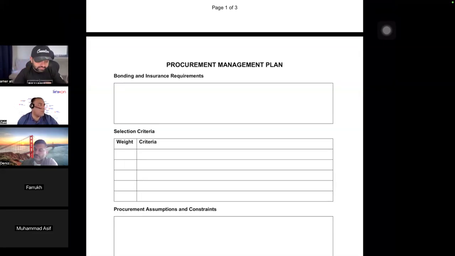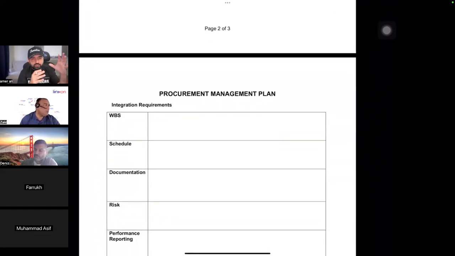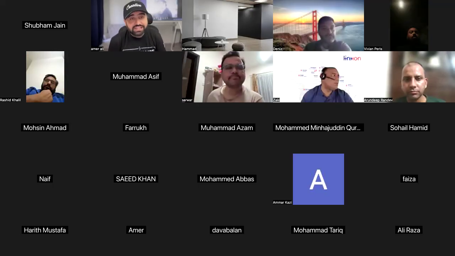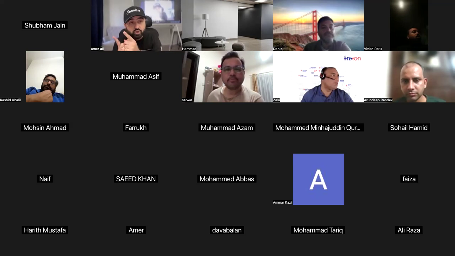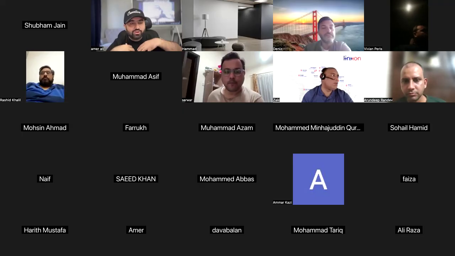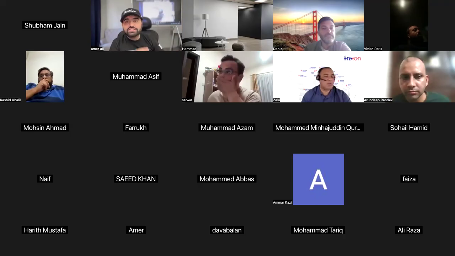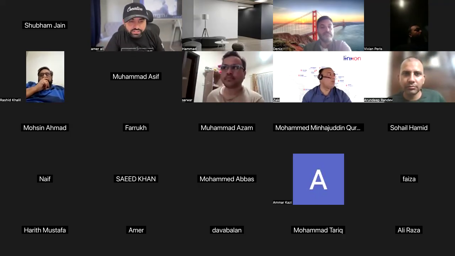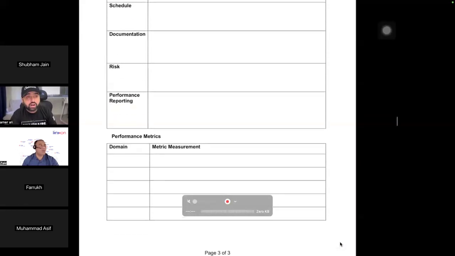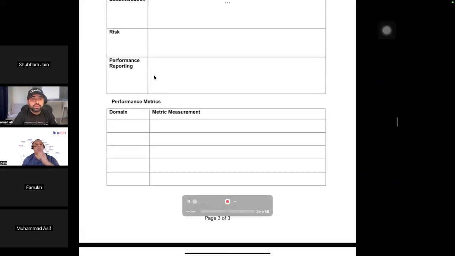Okay. Source selection criteria. Then the assumptions and constraints we have, and how they are linked into that. Normally the procurement management plan is made after the scope, schedule, and cost baseline. Because once our scope is clear, then I know what I can do in-house and what I can do outside. So it is made after that. Risks are identified, WBS integration, and how we are going to measure performance is mentioned in it. Okay.